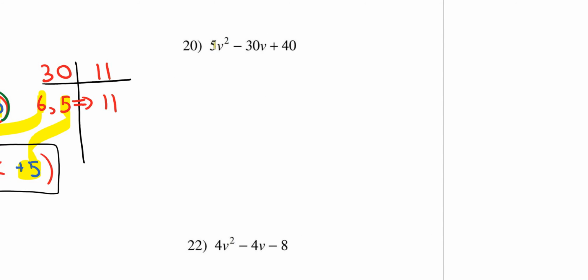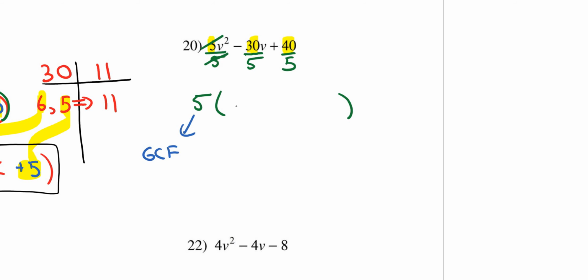All right, question number 20. There's a 5 here, a 30, and a 40. The biggest number that divides into 5, 30, and 40 is 5. So 5 is your greatest common factor. And if you're factoring out the greatest common factor, which is 5, once again, you're just dividing every one of these terms by the greatest common factor.